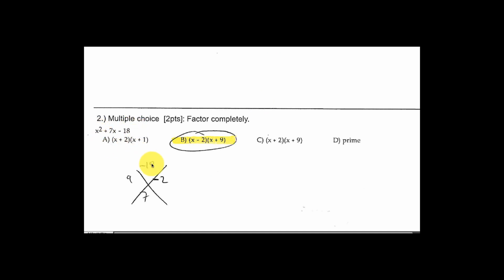A times C is negative 18. Your B value goes here, which is your 7. Notice how those are numbers only. You need to think of two numbers that will multiply to be negative 18, and then their sum is 7. Those two numbers are 9 and negative 2. 9 times negative 2 is negative 18, and 9 plus negative 2, or 9 minus 2, is 7. So because your a value is equal to 1, you can just take these numbers, positive 9, negative 2. Your answer is B.